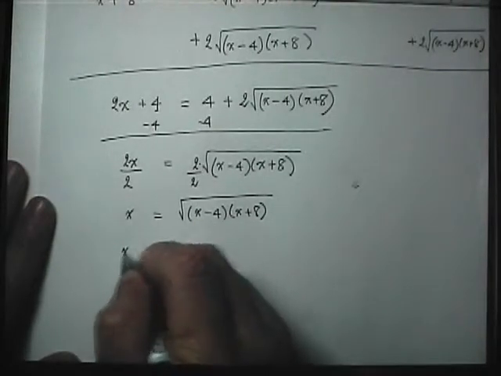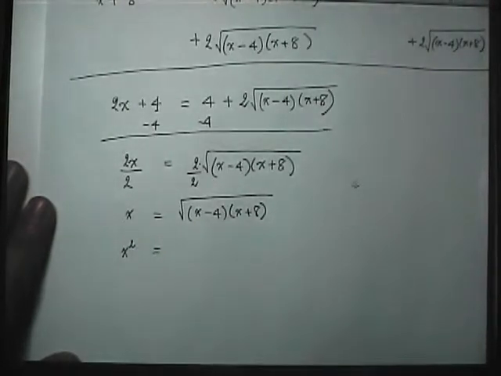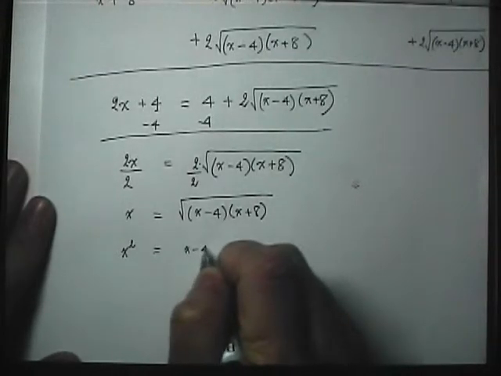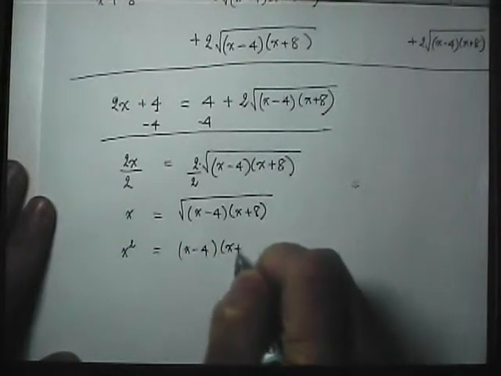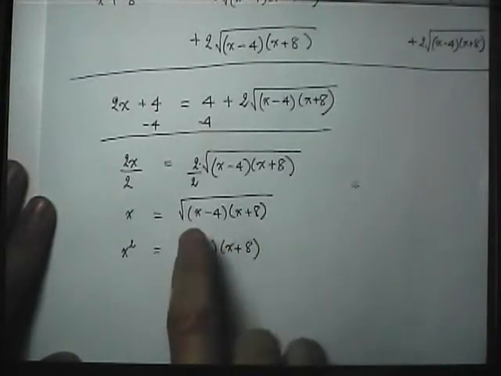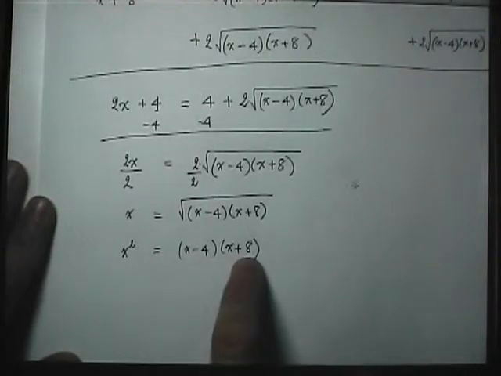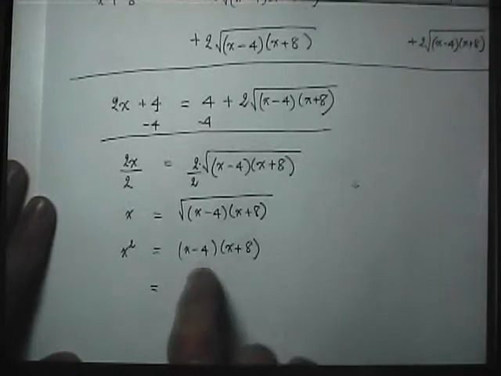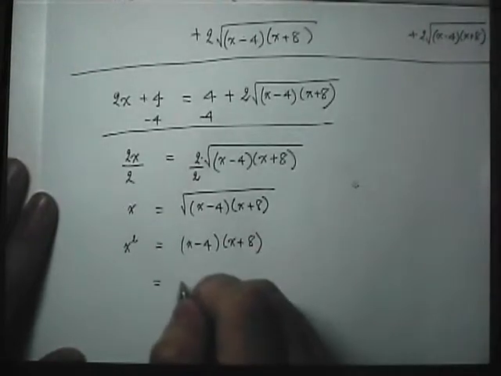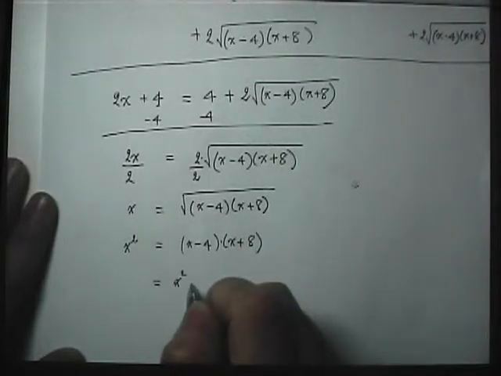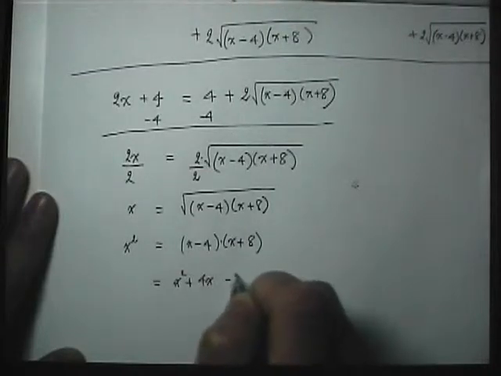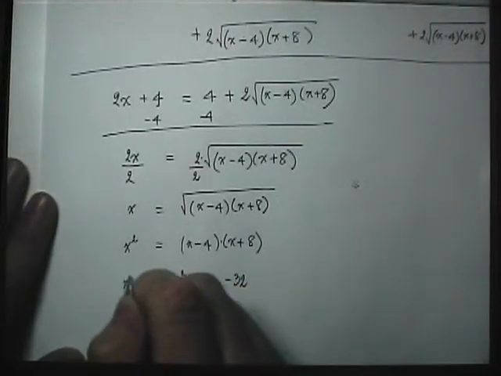So the left-hand side is the easier side, x squared. The right-hand side, after you square, it's going to become x minus 4 times x plus 8. Now keep in mind, when you square the right-hand side, the square root is gone. No more square root. But now, how do we handle this equation from here? The right-hand side, you need to FOIL it one more time. So I have x minus 4 times x plus 8, so it gives me x squared plus 4x minus 32, and equals x squared on the other side.